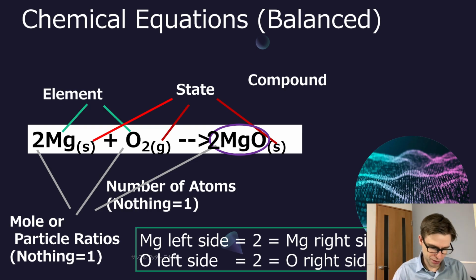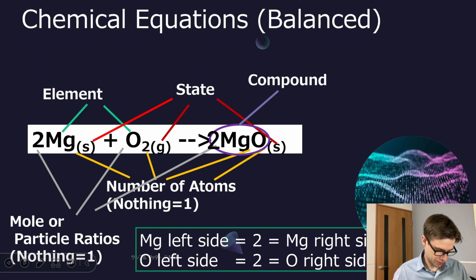Then in front of these formulas, we have what are called mole or particle ratios. They tell you how many of this particle need to react with other things to make this reaction go forward. So we need 2 magnesium atoms, and we need 1 O2 molecule. There's nothing written in front of O2, but we understand that nothing means number 1. Okay, so that means 1 particle of O2. That will produce MgO.